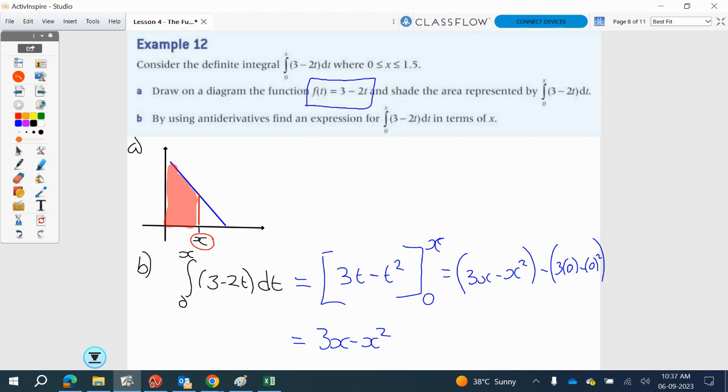So the smallest area we said when x is equal to 0. So if we insert 0 into here, we'll get 3 times 0 minus 0 squared. Yeah, it's got no area. If we put it at 1 in here, we'll get 3 minus 1, so 2. When x equals 1, the area is going to be 2. And at 1.5, it's a little bit bigger.